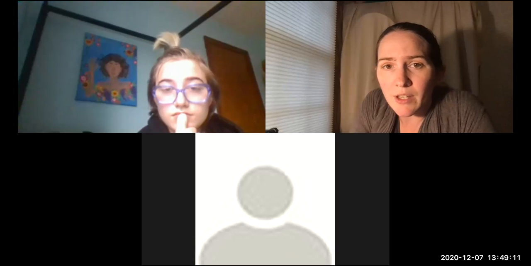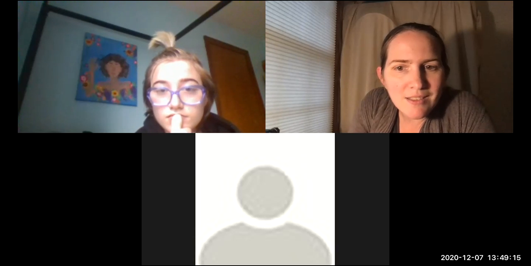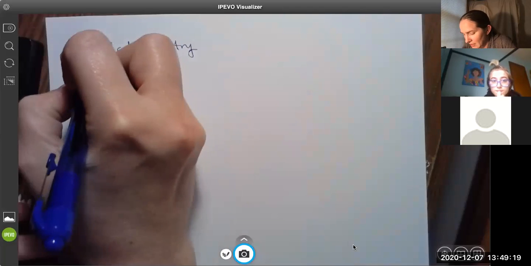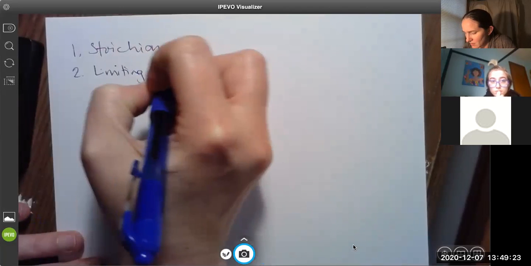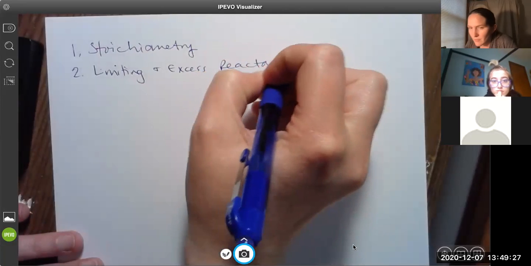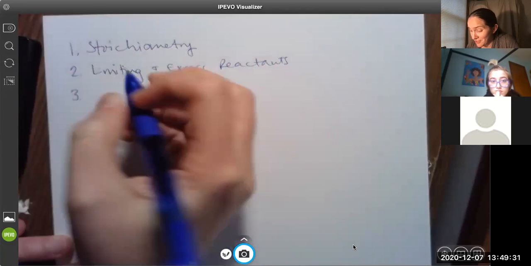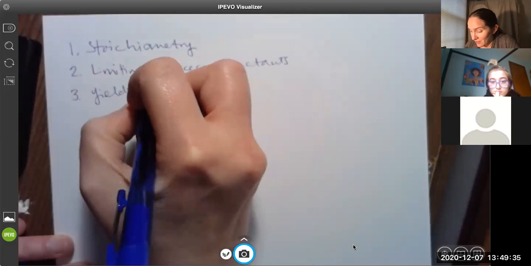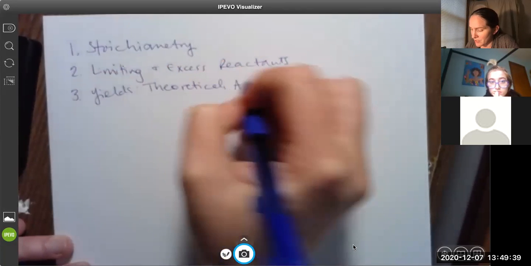Yields from today, the actual and percent yields. And okay, so eliminating an excess reactants. And then also today's stuff, the yields: theoretical, actual, and percent.